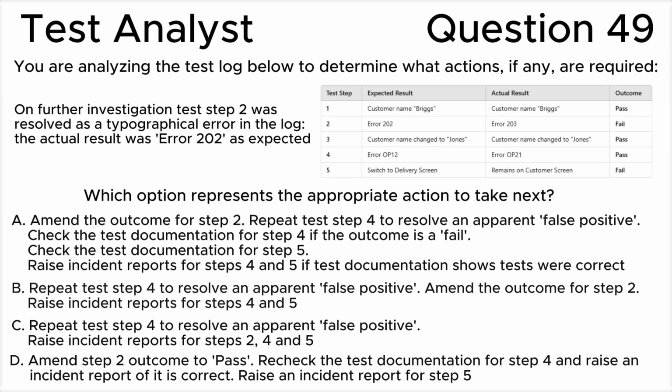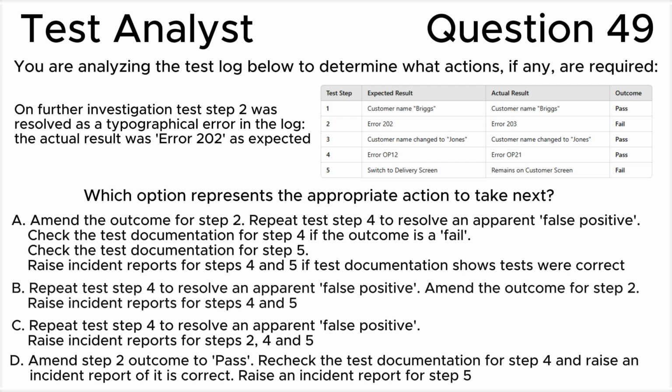ISTQB Advanced Level Test Analyst Question 49. You are analyzing the test log below to determine what actions, if any, are required. On further investigation, test step 2 was resolved as a typographical error in the log. The actual result was error 202 as expected. Which option represents the appropriate action to take next?